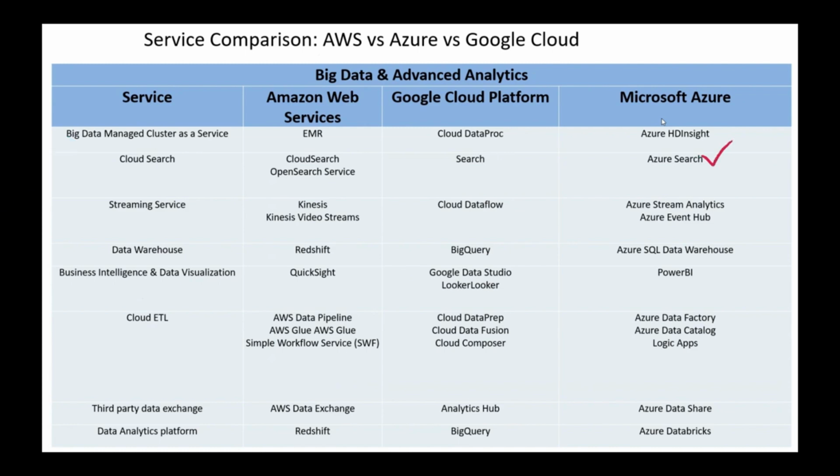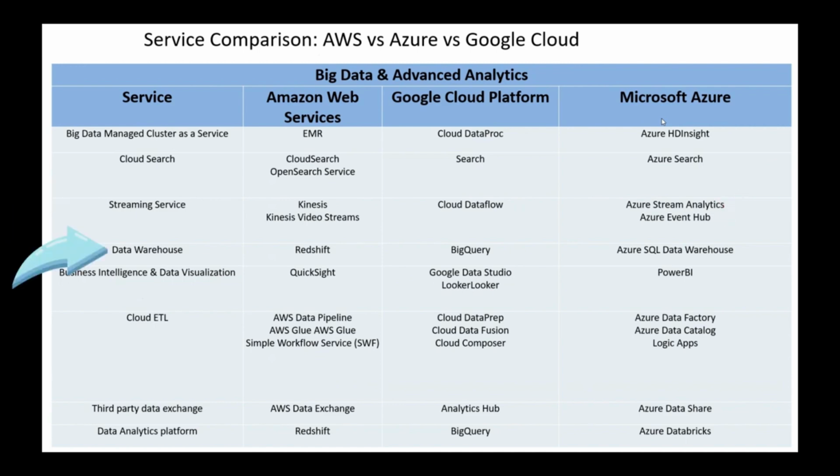For streaming, meaning you want to stream the data across multiple destinations, one could look into Kinesis in AWS. Kinesis Video Streams is also there. Dataflow is there for building the streaming pipeline that one could look into. As well as in Azure, you could have Stream Analytics as well as Event Hub for streaming the data.